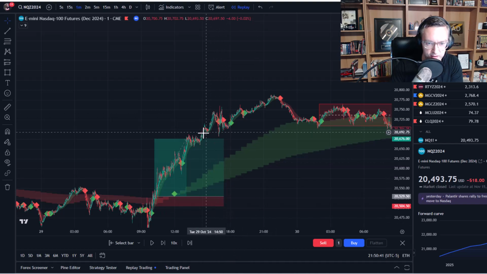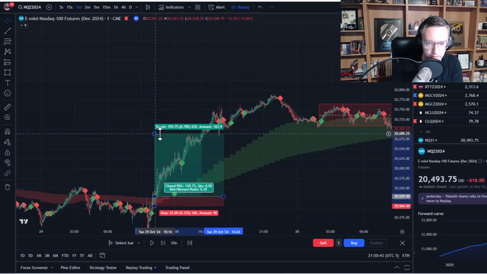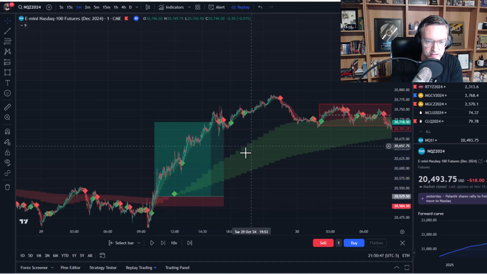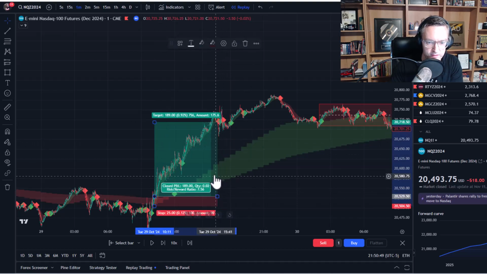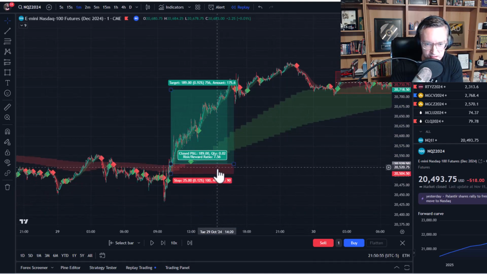As you can see, it got a little more volatile. I might have already moved my stop loss here and gotten this stopped out. But even if I just held this trade till the end of the day, somewhere in this mess, you can see the risk-reward ratio is 7.56.